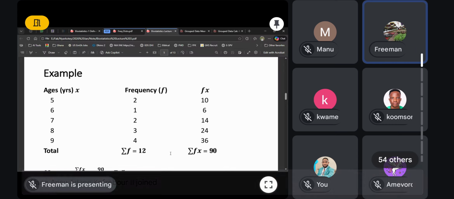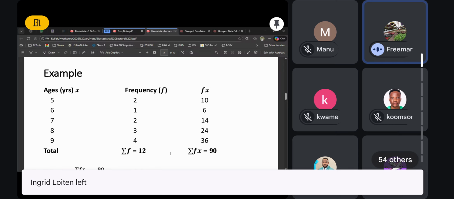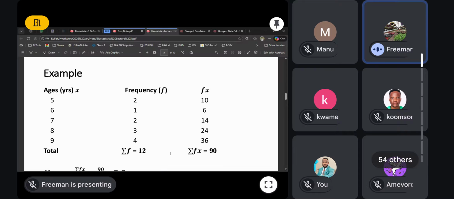So the data that we had says 5 occurs twice. Those who are 5 years old occur twice, or there are 2 people who are 5 years old, and there is only 1 person who is 6 years old, 2 are 7 years old, and 3 are 8 years old, 4 are what? 9 years old, and we want their average.